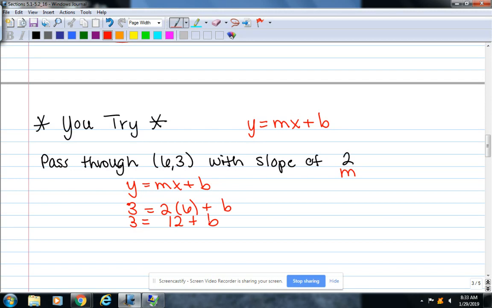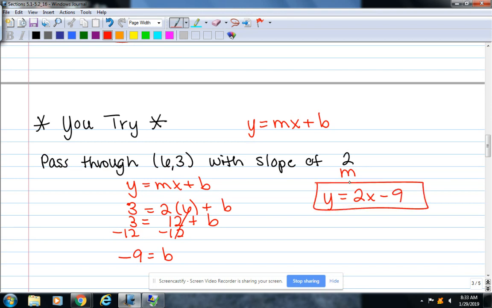How do I get b by itself? Subtract 12 on both sides. What's 3 minus 12? Negative 9 equals b. So what's my equation? Raise your hand if you got that for your final equation. Are there any questions?